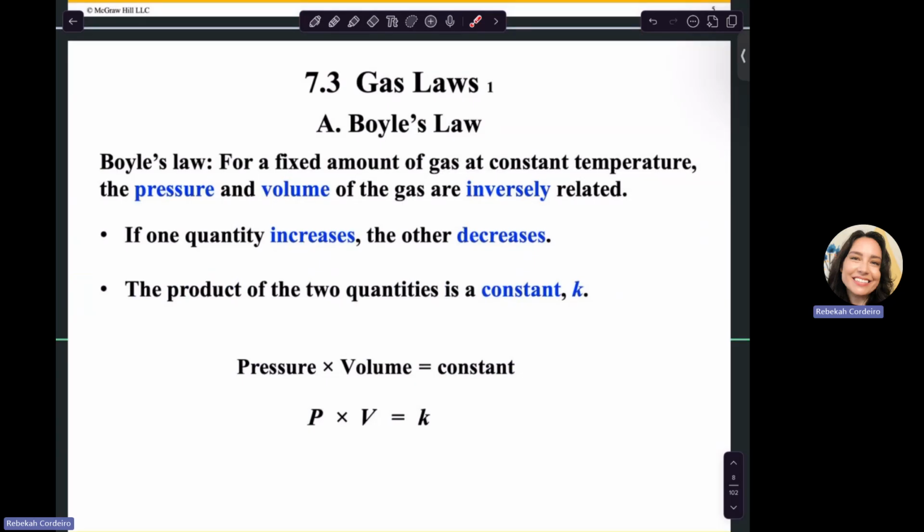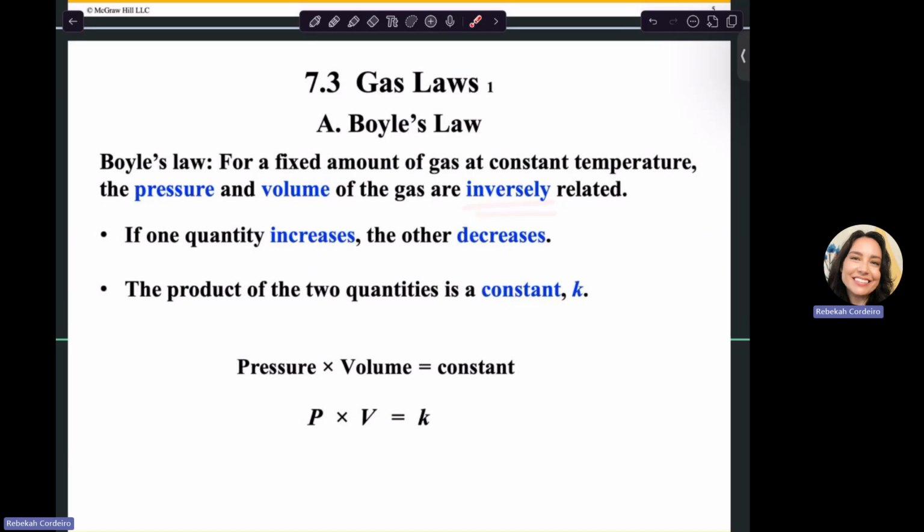Boyle's law is our first law we're going to talk about. And in class, we're going to skip over these individual laws because I think it's more important for you to learn the relationships between these things. Basically, Boyle's law is talking about pressure and volume. If you keep it equal to a constant, if one goes up, the other has to go down, because they're inversely related. And you need to know this.